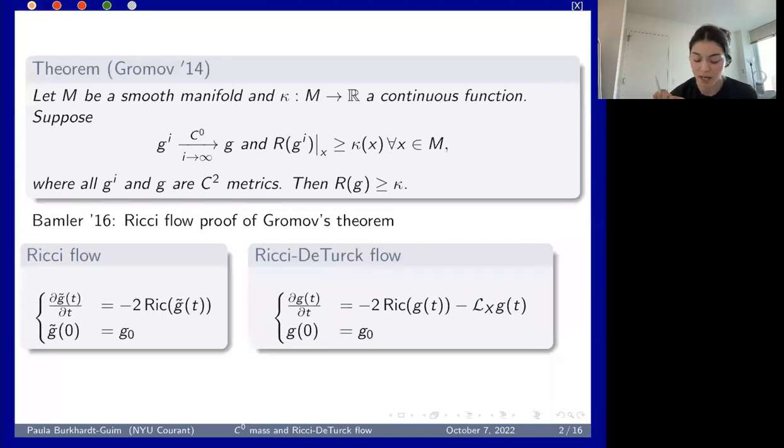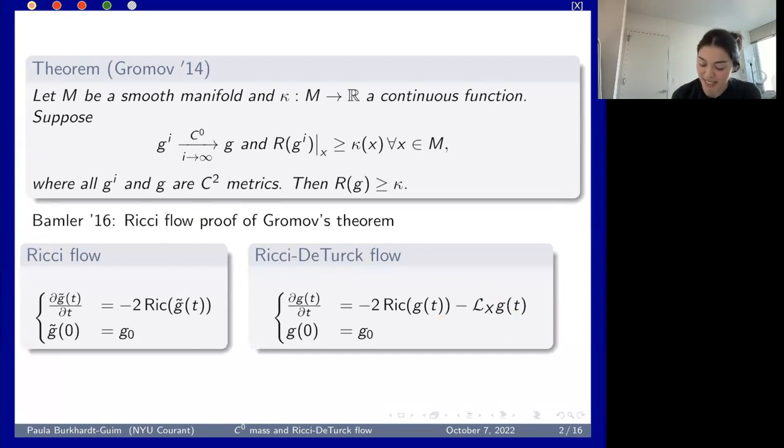Okay, and so one way that you can deal with this is an idea of DeTurck, is to first solve a different equation, which is strongly parabolic. And then hopefully after solving that equation, you can pull that solution back by a family of diffeomorphisms to get a Ricci flow. Okay, so the related equation you solve, which is strongly parabolic, is the Ricci-DeTurck flow.